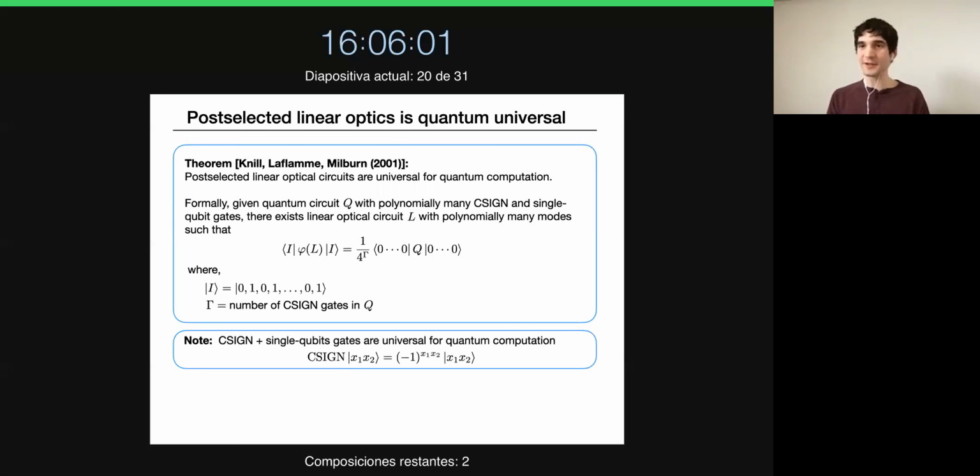If you're given a circuit that's comprised of these gates, you can convert it efficiently into a linear optical circuit that has polynomially many modes, such that a particular transition amplitude in this linear optical network is exactly equal to the transition amplitude that you want in the quantum circuit. Albeit it's attenuated by this factor of 1 over gamma, where gamma is the number of CSIGN gates that appear in your circuit.